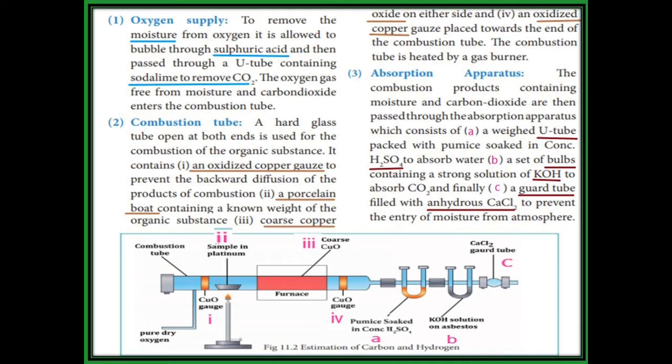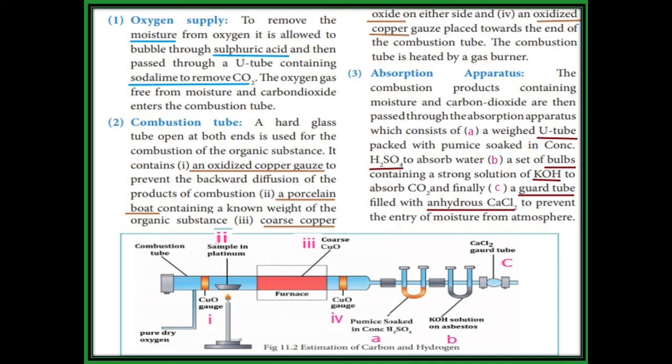Before that we have to see the apparatus. The apparatus contains three parts. One is for the oxygen supply. The oxygen should be free from moisture and carbon dioxide, so first of all it is passed through sulfuric acid to remove the moisture. Afterward it is passed through soda lime to remove carbon dioxide. Now the oxygen gas is free from moisture and carbon dioxide.